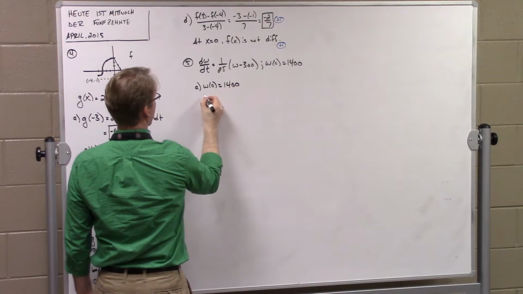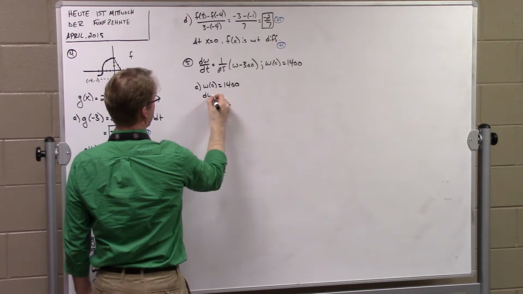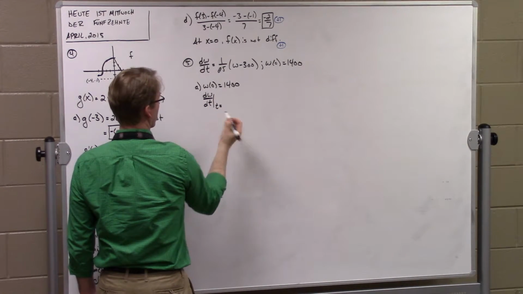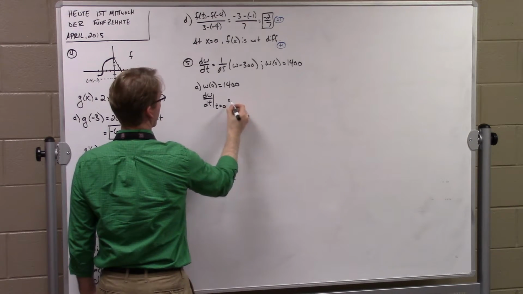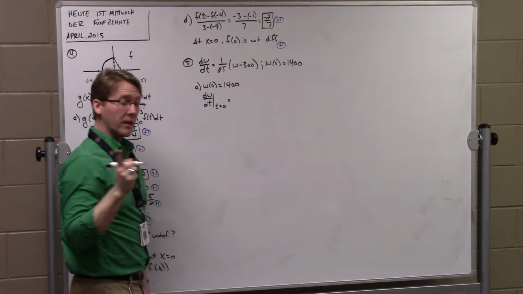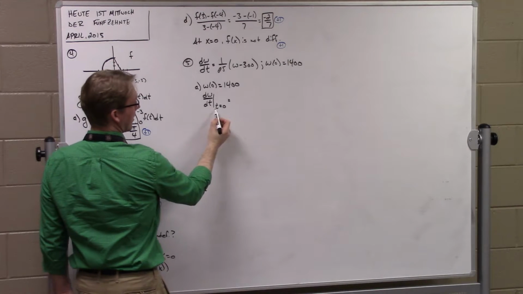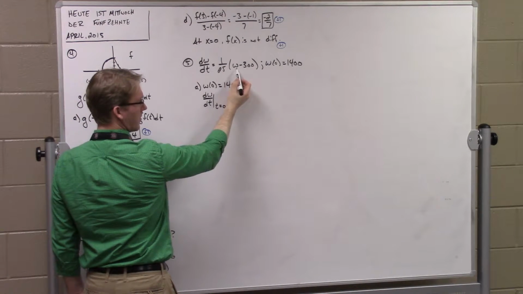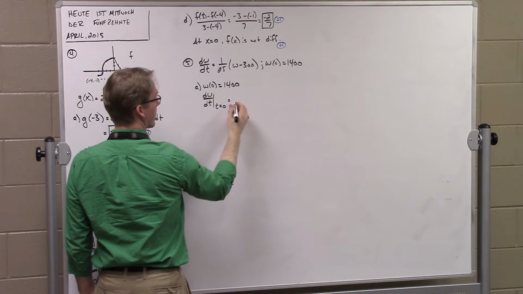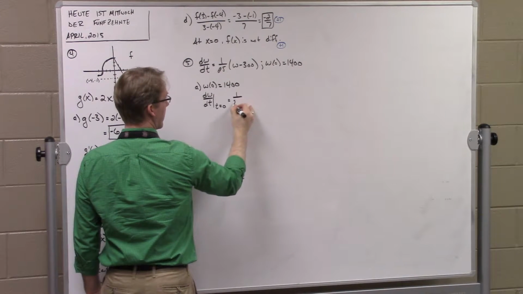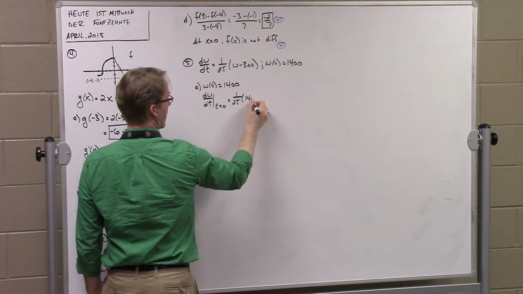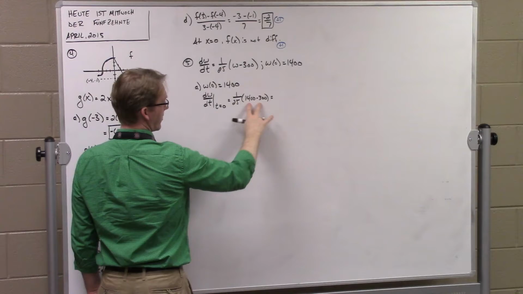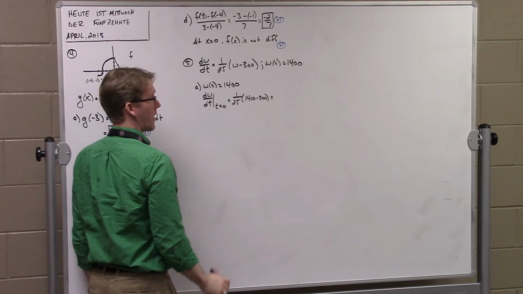Now I need W prime, or dW/dt, at 1,400 at time equals 0. So 1/25 times 1,400 minus 300, good. That's something a lot of kids mess up on. They know time equals 0, so they plug 0 in here, but that's not 0. That is 1,400. So 1/25 times 1,400 minus 300, that is 1,100 over 25, which is 44.